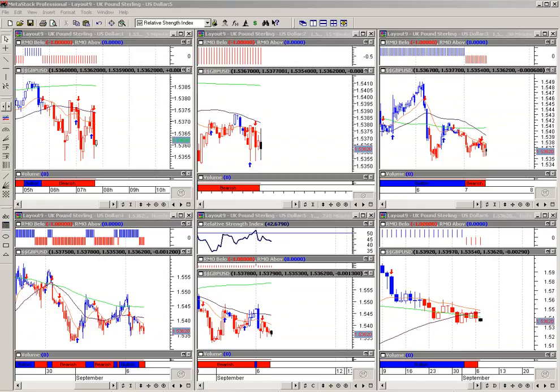Morning everybody, it's a continuation of the Forex Majors analysis for the 7th of September 2010. I've got a chart of sterling against US dollar on Metastock Pro using our CCC strategy template. I'll have a look at the daily chart.